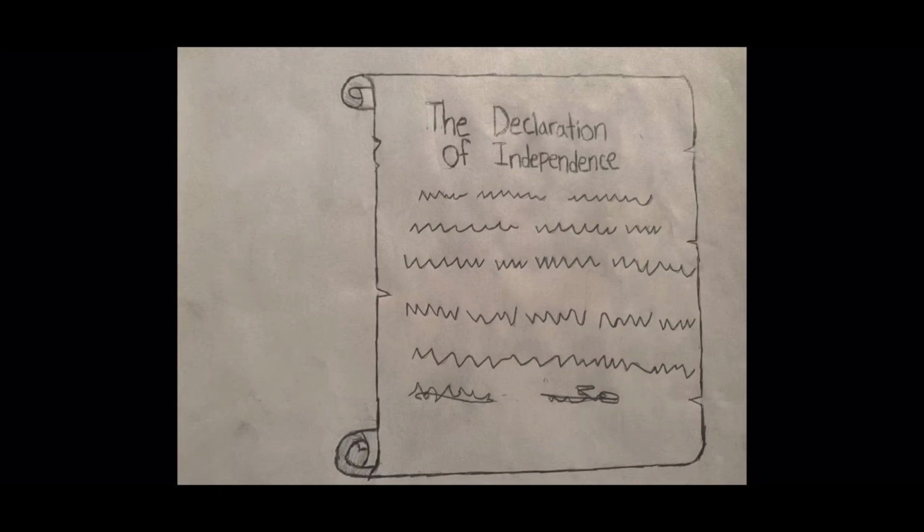The Declaration of Independence was written on July 4th, 1776. The whole point of the Declaration was to declare separation from Britain. It explains their right to fight for freedom. It also gave the colonists something to fight for.